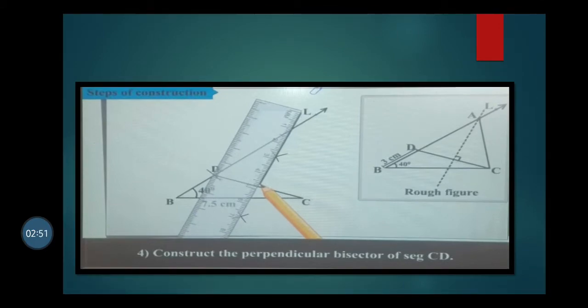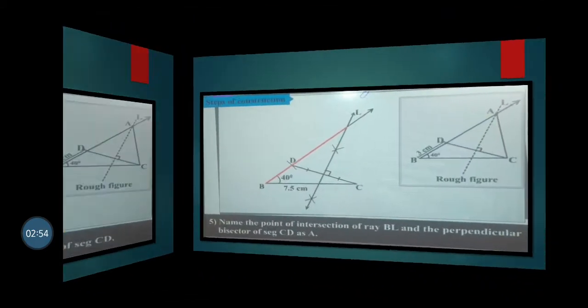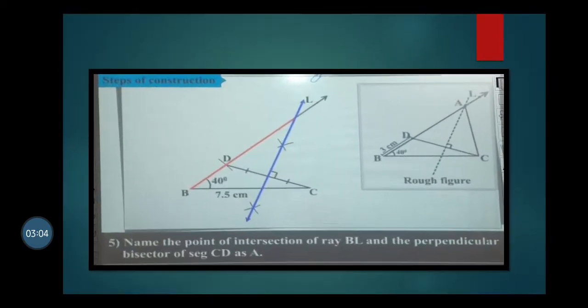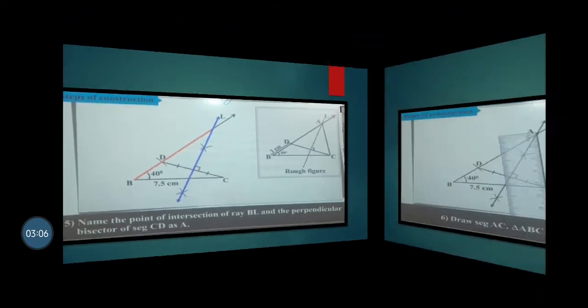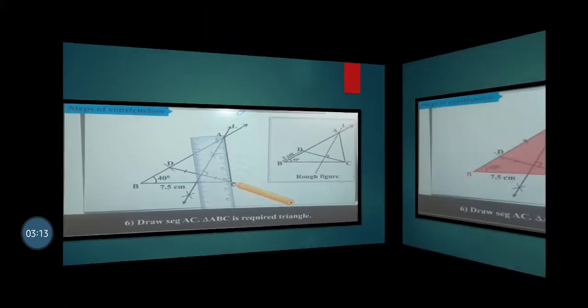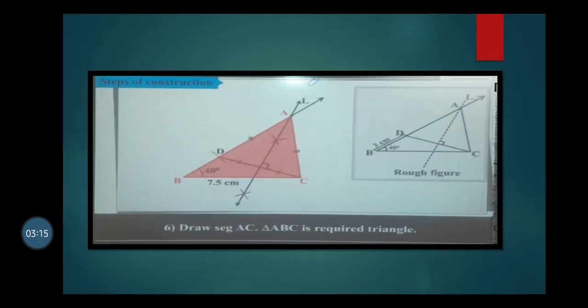You will be joining them properly. Step number 5. Name the point of intersection of ray BL and the perpendicular bisector of seg CD as A. Step number 6. Draw seg AC. Therefore, triangle ABC is your required triangle.